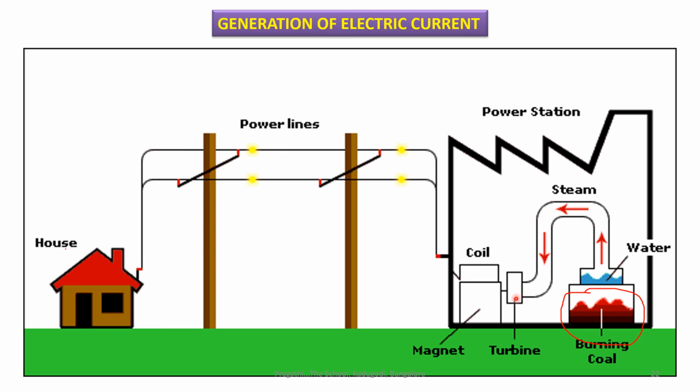And the turbine rotates. What does the turbine rotate? Conductor ABCD, what I have seen in the previous thing. It rotates the conductor ABCD. Okay, and this is the magnet. You can see north pole and south pole will be there, correct? So whenever the conductor is rotated inside a magnetic field, what will happen? Electricity is generated.